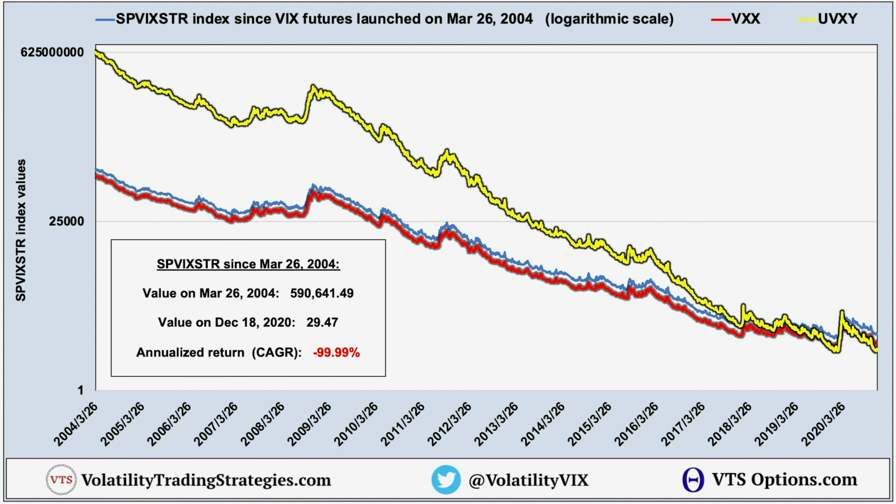And here's that same index compared to the UVXY. Now, the only difference here is the UVXY is a 1.5 times leveraged volatility ETP. So it does track the SP VIX STR index with the exact same methodology, but it does so with a 1.5 times leverage factor. That's the only difference.